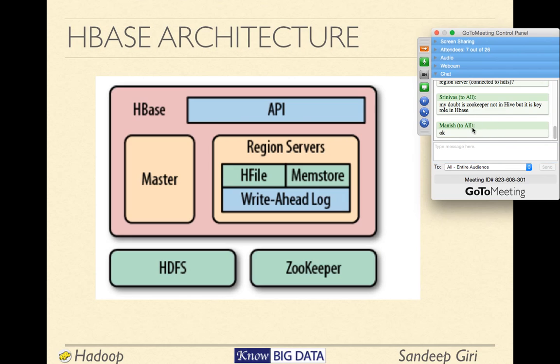Okay, Srinivas, I did not get your question. So my doubt is, ZooKeeper is not in Hive, but it has a key role in HBase. Yes. In the case of Hive, Hive was not doing much. Hive was just basically taking your query, converting it into MapReduce, and getting the MapReduce executed on multiple nodes by Hadoop, and that's all. So Hive did not require much coordination. The only thing extra it did was storing the metastore, storing whatever tables and views you have created, so that you don't have to create them again. That was the role Hive was playing.